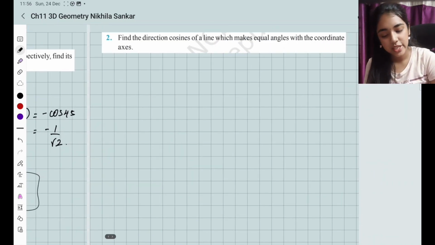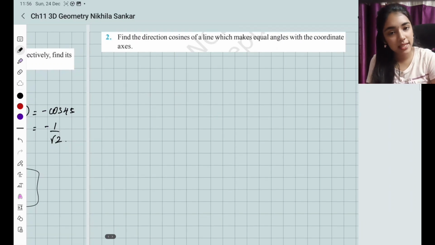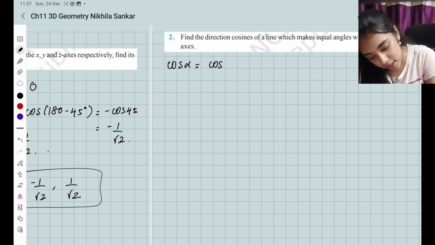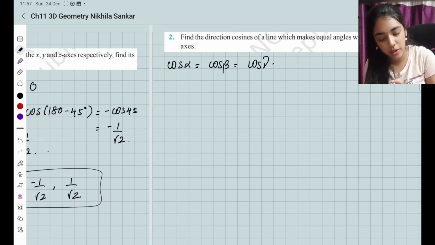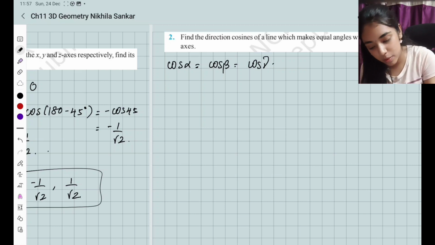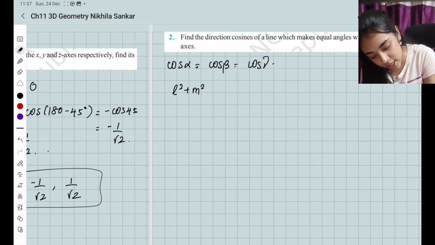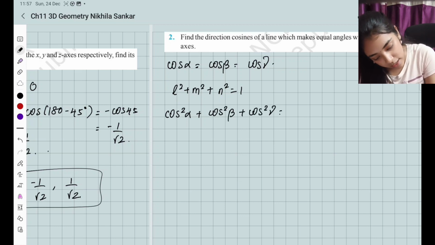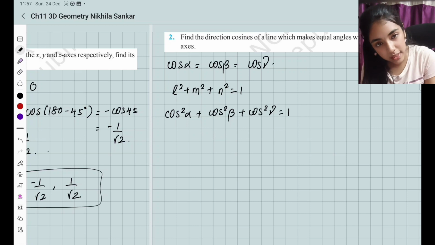Find the direction cosines of a line which makes equal angles with the coordinate axis. Equal angle na anartham. They have given that cos alpha equals cos beta equals cos gamma. மொத்தத்துல equal angles பண்ணுது. So, alpha, beta and gamma are all going to be equal. இப்போ direction cosines கண்டுபிடிக்கலாமா? What relation do you know? I know that L square plus M square plus N square equals 1, which means cos square alpha plus cos square beta plus cos square gamma equals 1. Since they are all equal, I can put them all together.